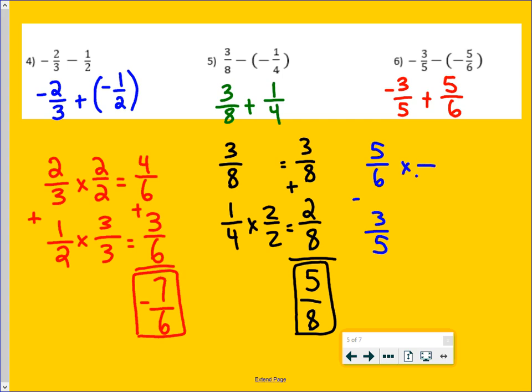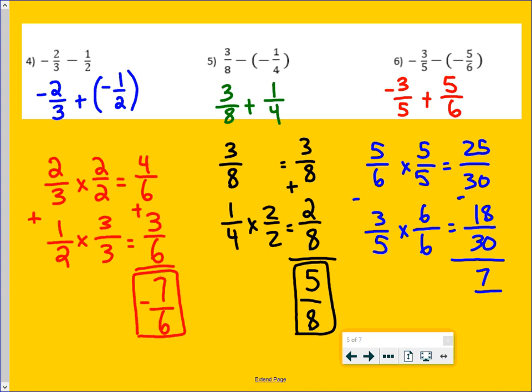I want a common denominator. In this case, it's 30. So I'm going to be multiplying this one times 5, and I'm going to multiply this one by 6 so that I can get 30 at the bottom. Now remember, we're subtracting these because the signs are different. And then at the end, we're going to keep the sign of the bigger original. In this case, 5/6 is bigger, and 5/6 is positive. So my answer is going to be a positive 7/30.